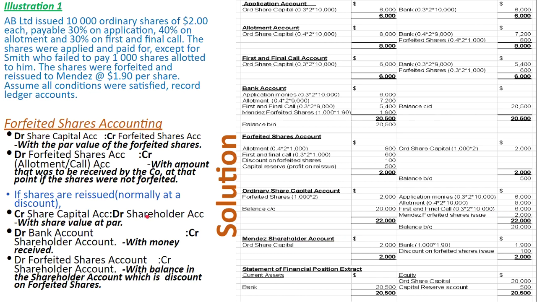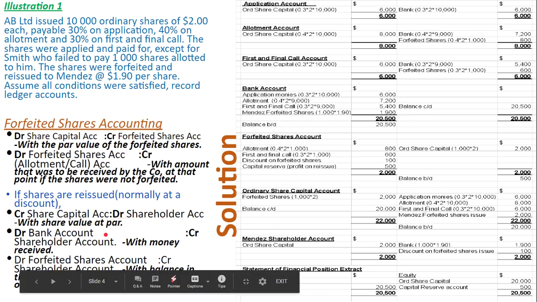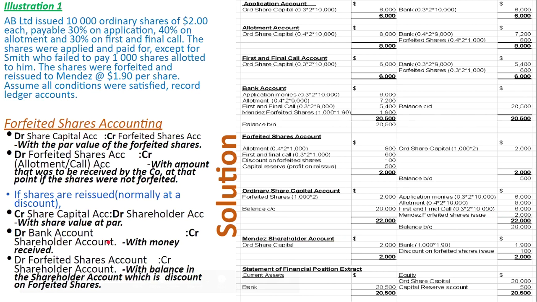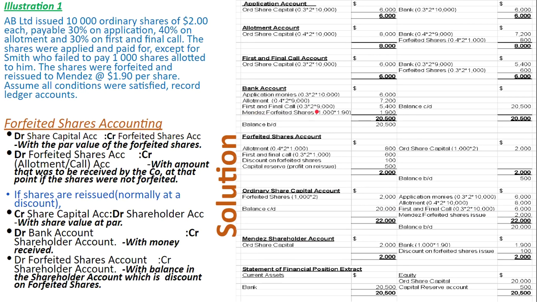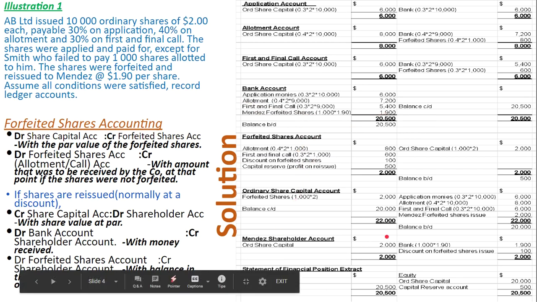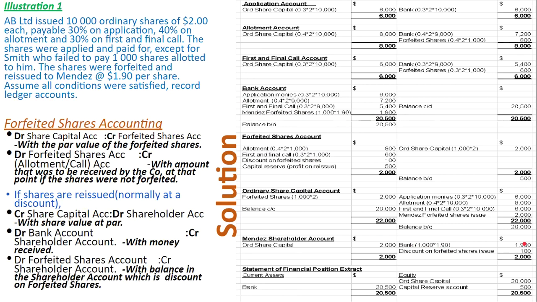Next, we need to debit bank account and credit the new shareholder account with money received. So we will go to the bank account. We debit it with Mendes forfeited shares, 1,000 times $1.90, because the shares were issued to Mendes at $1.90, to give us $1,900. Double entry, we go to Mendes account. We credit Mendes account with bank narration, 1,000 times $1.90 to give us $1,900.